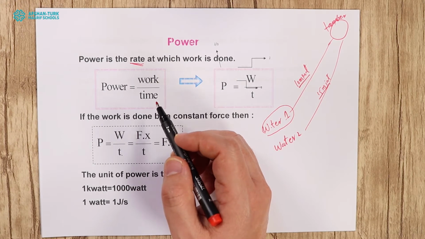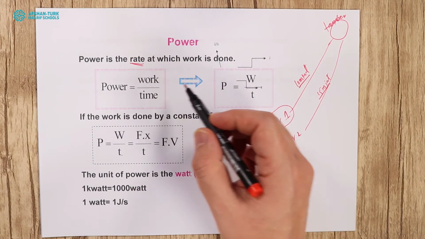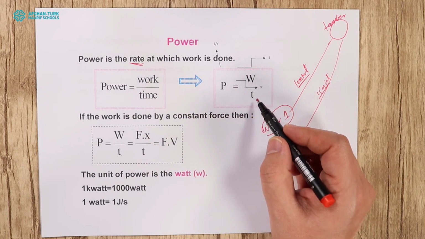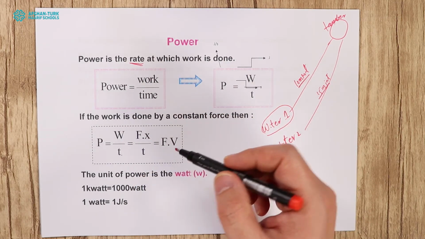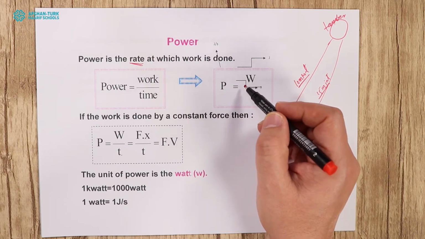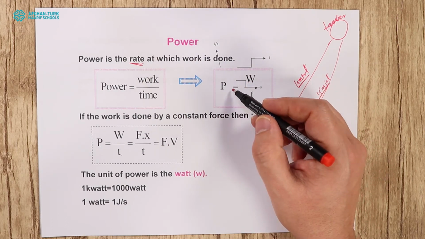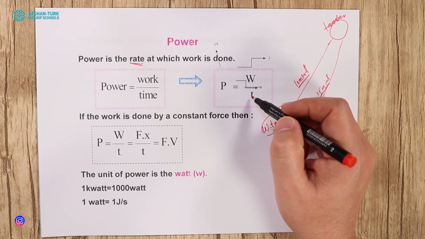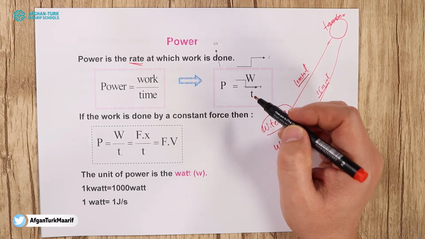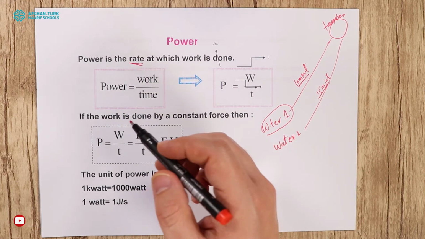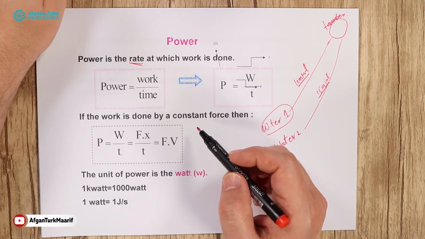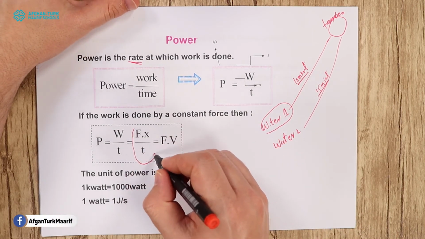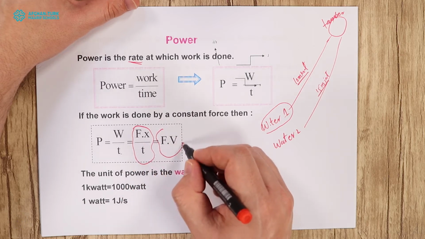Power is denoted by P, work by W, and time by T. So the first formula we can use is P equal to W divided by T. One thing to remember: the unit of power is watt, which is denoted by W. If the work is done by a constant force, we can also use another formula for the power.